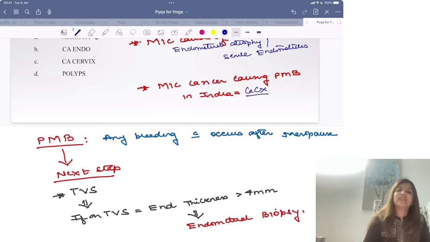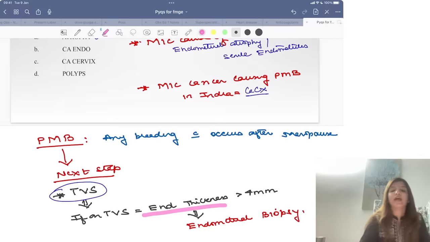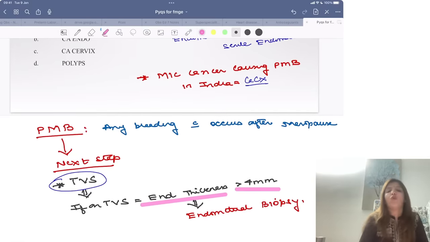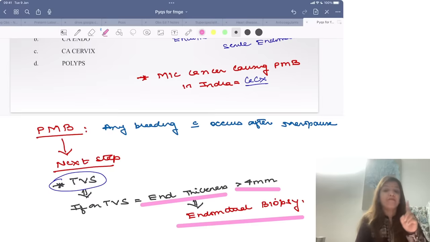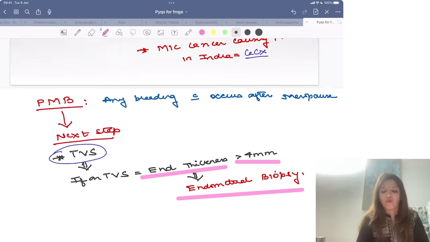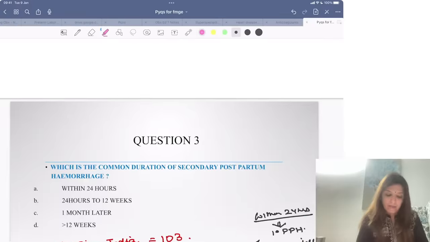And if they ask you what is the next step when a patient of PMB comes to you, the next step is you should do a transvaginal sonography. On transvaginal sonography, you should look at the endometrial thickness. If endometrial thickness is more than 4 millimeters, then you should go for endometrial biopsy, right? So in all patients with PMB, if they ask what is the next step, do not jump to endometrial biopsy. The first step is TVS. And on TVS, if the thickness is more than 4 millimeters, then you do endometrial biopsy.